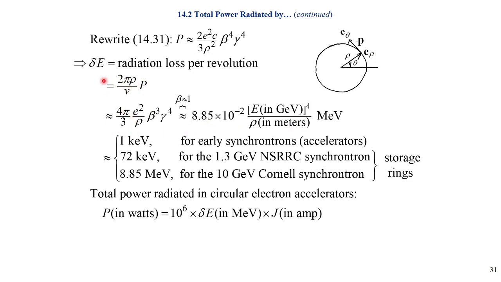So eventually we got these relations. Delta E will be 4 pi over 3 E squared times rho, and another rho cancels with this one, so we have rho here. And beta to the cube, because we have V here. Simplify, and we have gamma to the fourth. And beta is very, very close to 1 because particles move very fast, just like synchrotron radiation. So eventually, it depends on gamma.